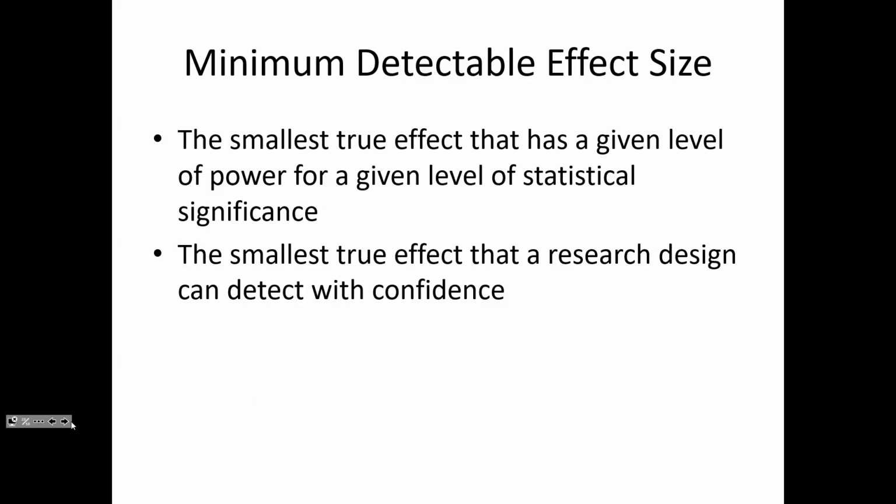So rather than trying to estimate the power for a given effect, I say, I'm going to hold power constant at 0.8. What's the lowest effect I could detect with a power of 0.8? And that's what the minimum detectable effect size is. So it's the smallest true effect that the research study could detect with a given level of power.